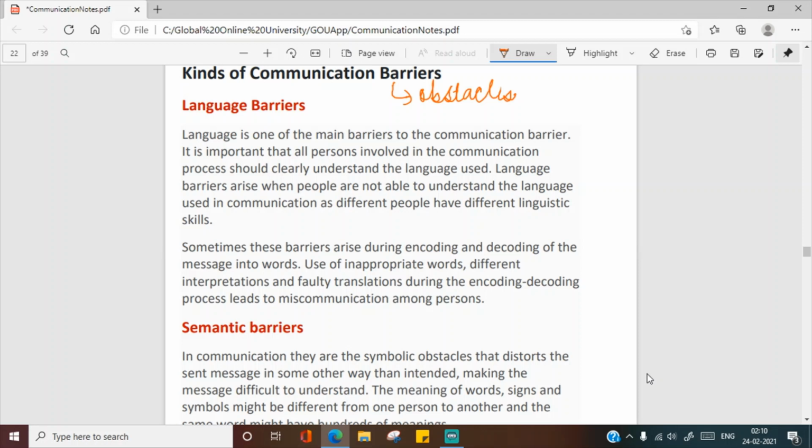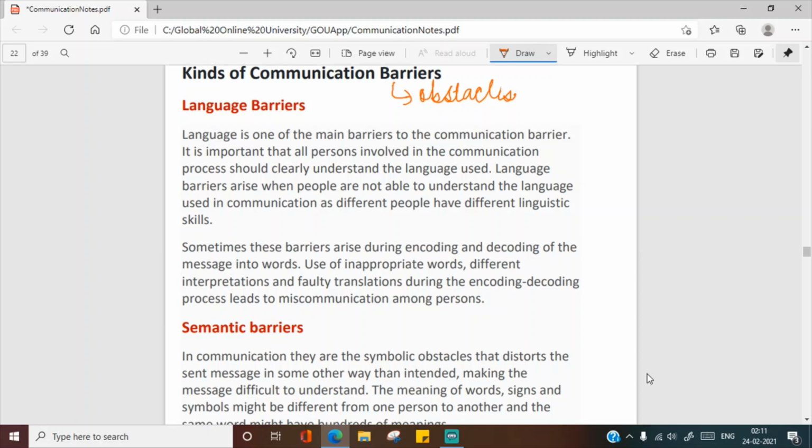The first and foremost, we are going to talk about language barriers. The name only suggests the kind of barrier it is, which is related to language. So it is one of the main barriers to communication. When people who are trying to communicate do not understand the language of both who are talking, then this could be a major communication obstacle.